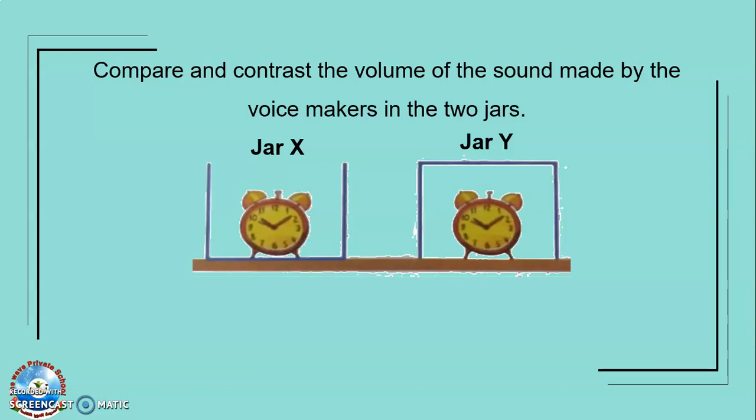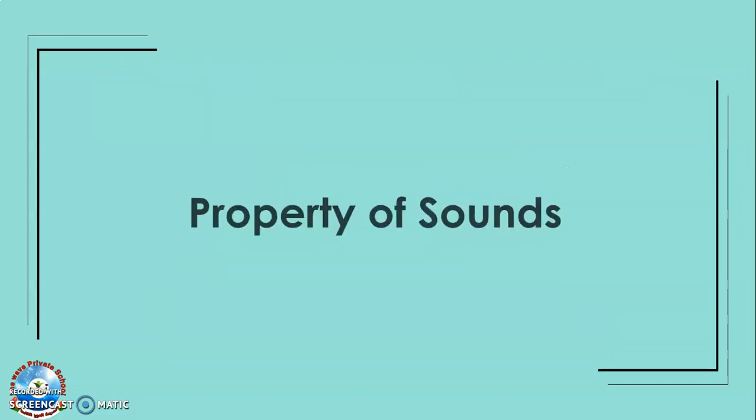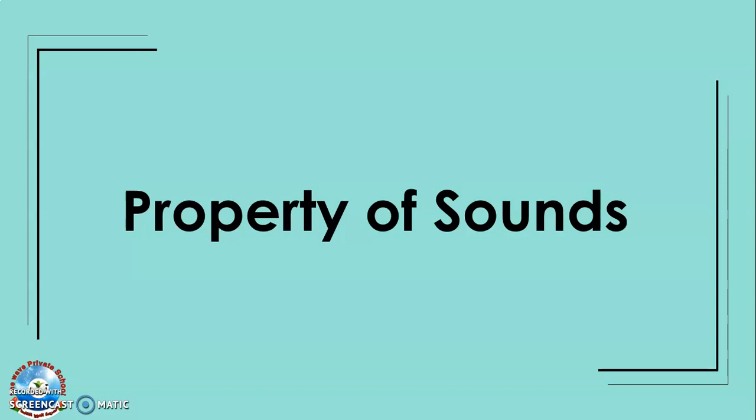Turn on the noisemaker in jar X. Listen and observe the loudness of the sound from the noisemaker. Repeat for the noisemaker in jar Y. What did you observe here? Anyone answer? Yes, air in jar X is able to move around more freely as compared to the air in the inverted jar. Thus, sound can travel more easily. Finally, we understood the property of sound. Okay, students?